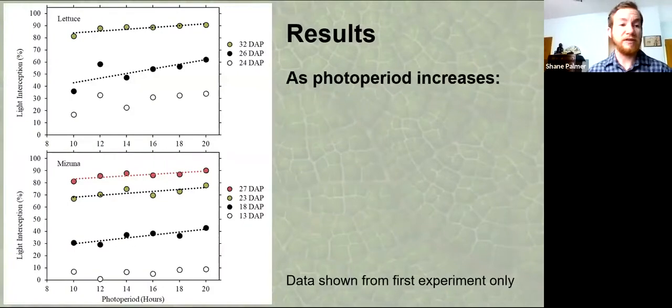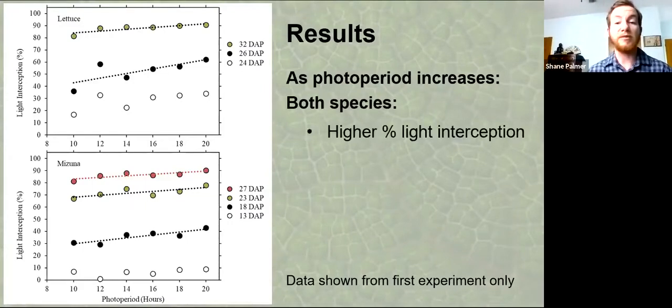And so this is the first set of graphs. We're looking at the light interception data for lettuce and Mizuna. Lettuce is on top, Mizuna is on the bottom. So as we are increasing the photoperiod, so lower PPFD but the same DLI, both species had higher percentage of light intercepted. That means the leaves they are putting out are capturing more light in the longer photoperiod treatments than in the shorter photoperiod treatments, which suggests either there's a morphological thing going on or an orientation thing with the plants that they're able to capture more light.